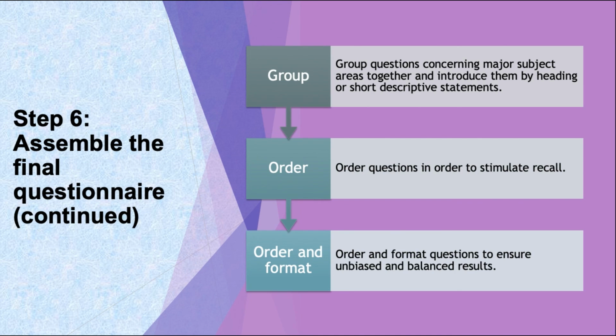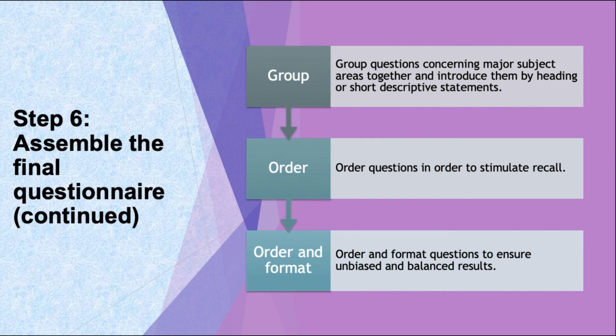Number 6, also in assembling the final questionnaire, is to group the questions concerning the major subject area together and introduce them by a heading, a short descriptive element. For example, questions about lack of healthcare facilities. So you just group all the questions about healthcare facilities together and put the heading lack of healthcare facilities, lack of education, and you put those questions tackling education. And order the questions in order to stimulate recall.